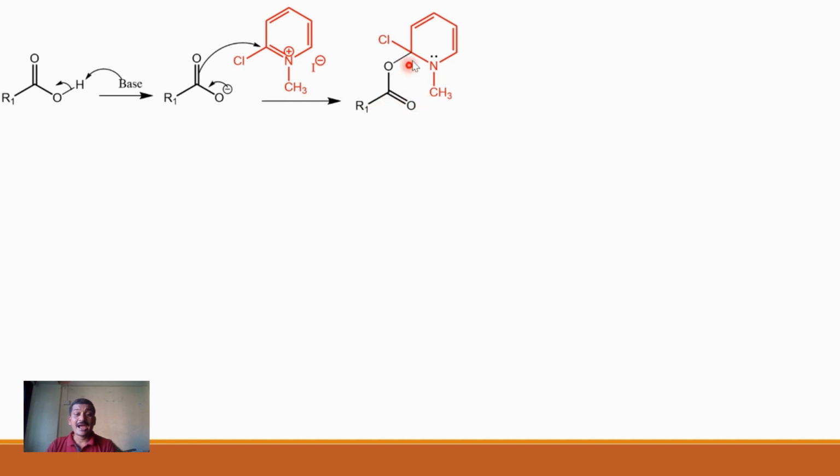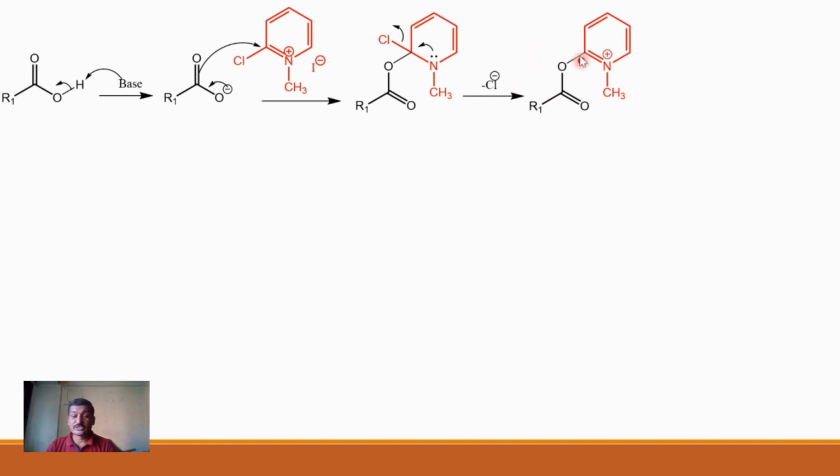Let's see the mechanism of the Mukaiyama esterification reaction. First, the carboxylic acid reacts with the base. The base abstracts the proton of the carboxylic acid and you get the carboxylate ion. Now this carboxylate ion attacks the second position of the Mukaiyama reagent and you get this intermediate.